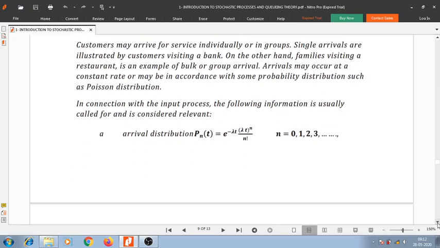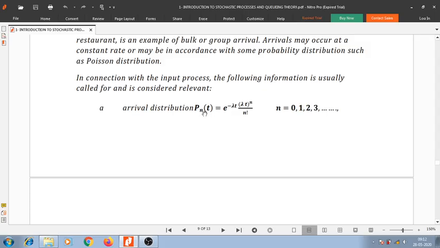Generally, the arrival distribution is Poisson. P_n(t) is equal to e^(-λt) (λt)^n / n!. You know that in a Poisson distribution, P(x) is equal to e^(-λ) λ^x / x!, where x is the random variable. Here n is the number of customers. What is t here? t is the length of the time interval, the interval 0 to t. n equal to 0 means no customer, n equal to 1 means one customer, 2 means two customers, and so on.